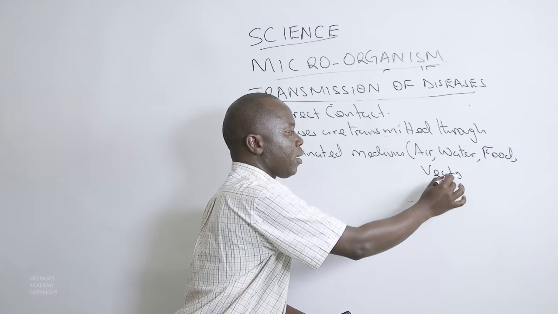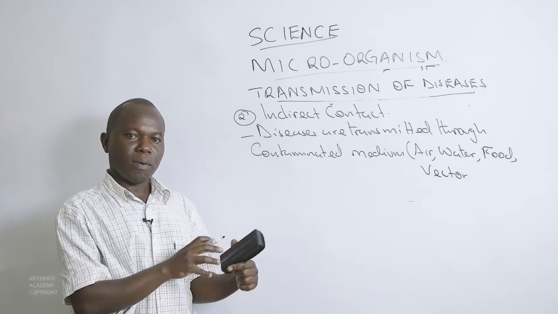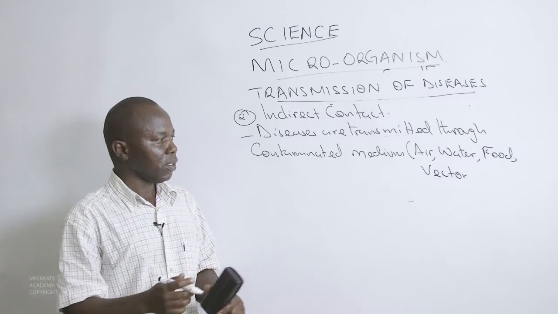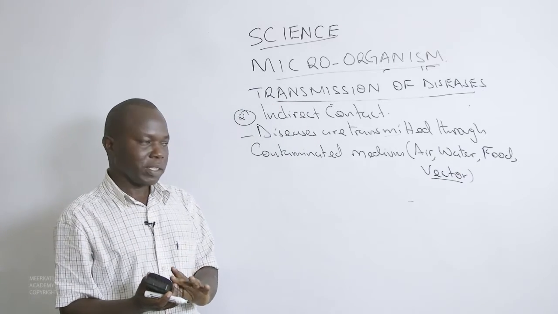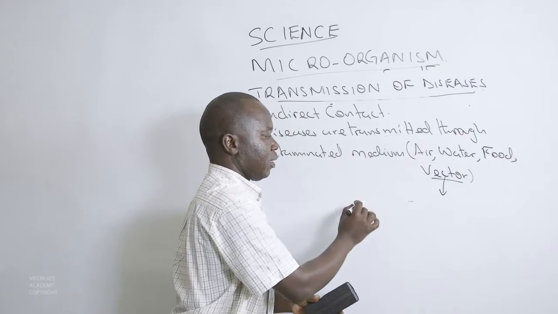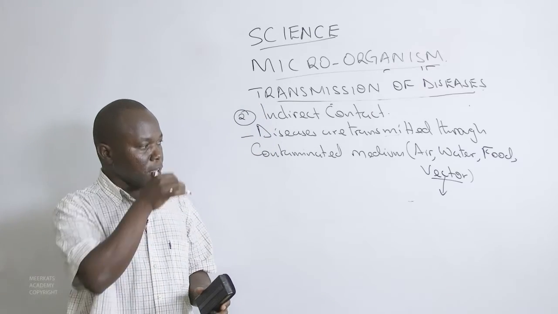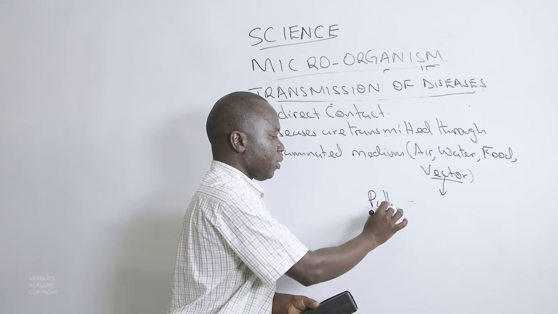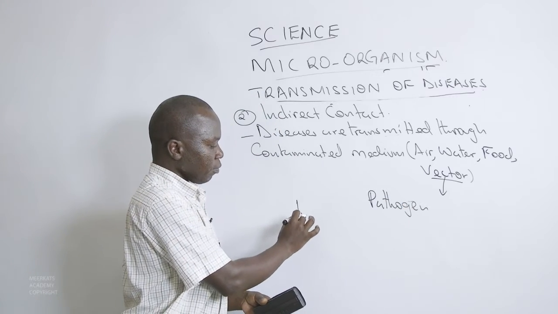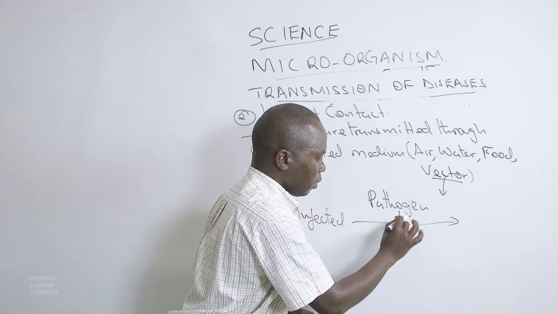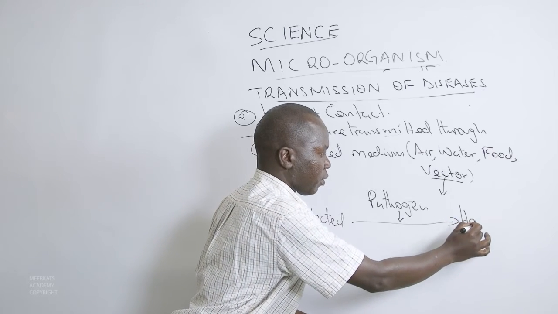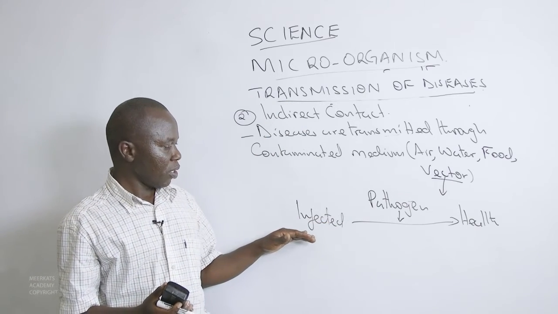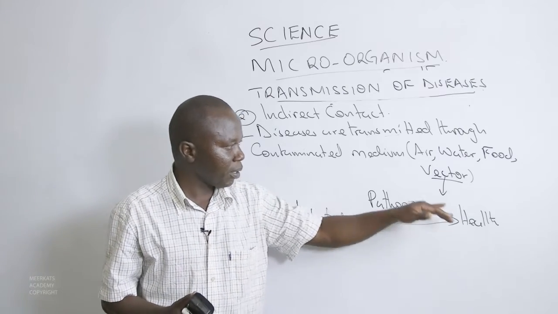Or maybe not just a medium, but another organism. One organism carries a pathogen from an infected individual to a healthy individual. We call them vectors. A vector is an organism that carries a pathogen from an infected person to a healthy individual. It will just transfer a pathogen from infected to a healthy person. So we shall call that organism that is aiding in the movement of the pathogen from infected to healthy a vector.